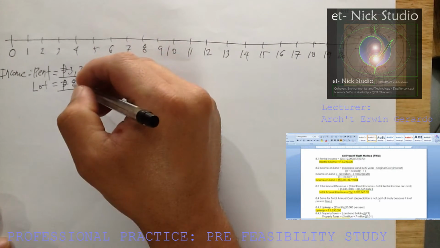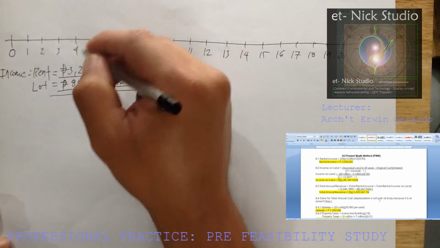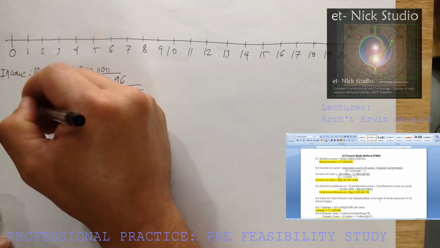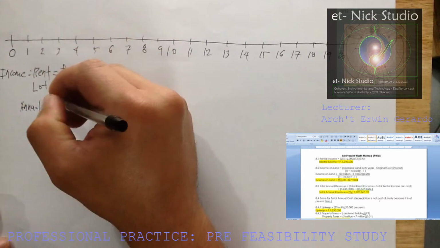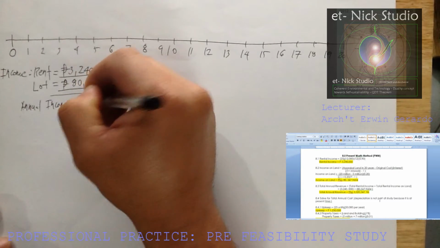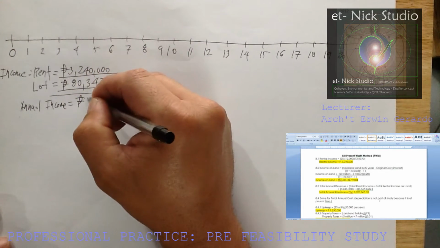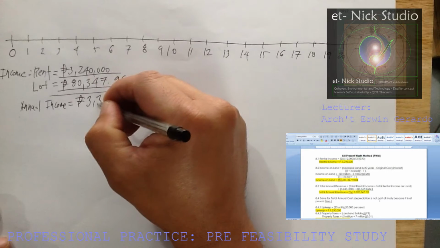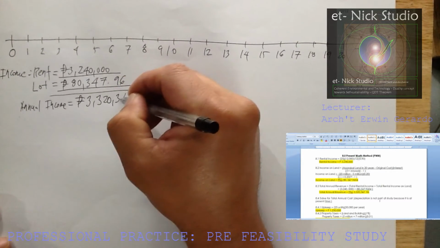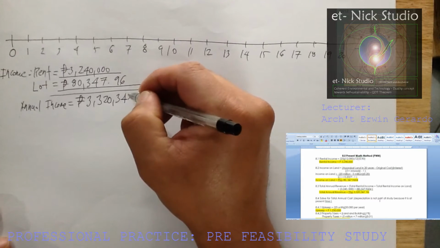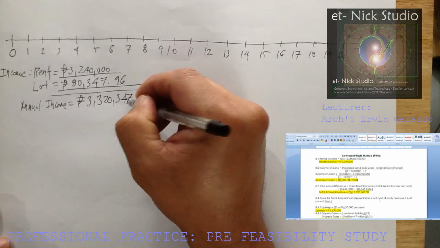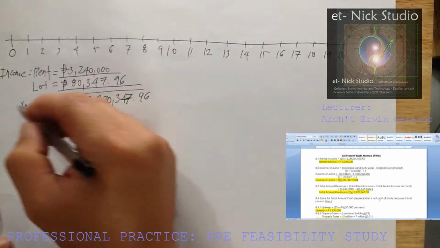which is actually equivalent to 80,347.96 pesos. Now, to sum up the total annual revenue or income, it is equivalent to 3,320,347.96 pesos.